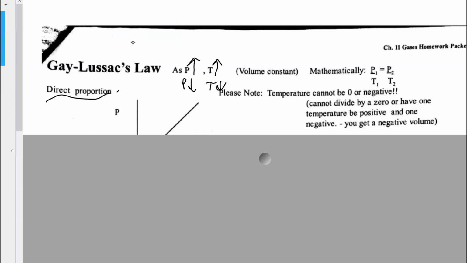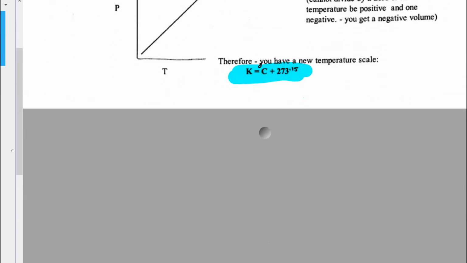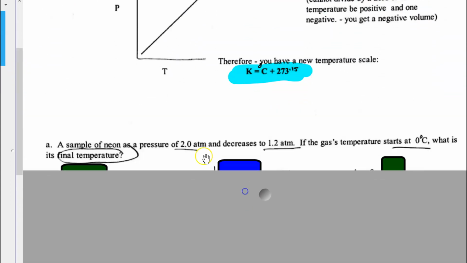Mathematically, that gives us this: pressure 1 over temperature 1 equals pressure 2 over temperature 2. But remember, just like our other laws, we can't divide by 0 or by a negative. We have to go to Kelvin. So remember, for Kelvin, we add 273.15 to the degrees Celsius. And it's just kelvins, but it's degrees Celsius, degrees Fahrenheit. Okay, so let's go through a couple of these problems.